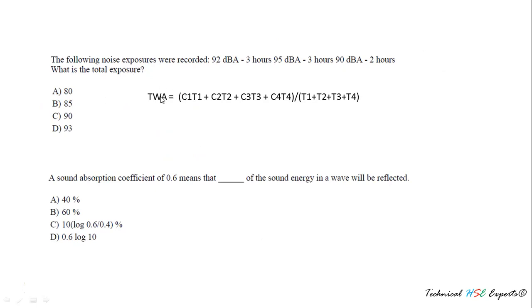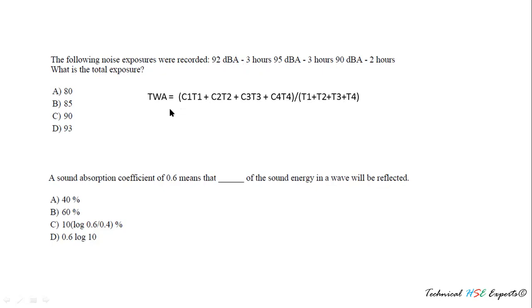In order to identify it, we have this formula, the time weighted average, which is nothing but the concentration of noise level multiplied by the time they have been exposed, the exposed hours for a particular noise level. It can be n number of noise levels, and you just divide that sum by the total time period the particular employee was exposed to the noise.